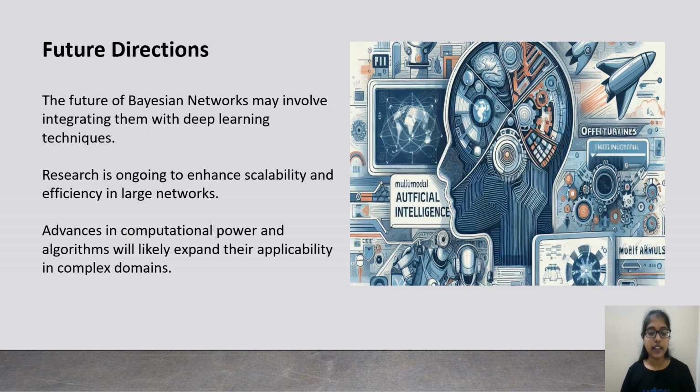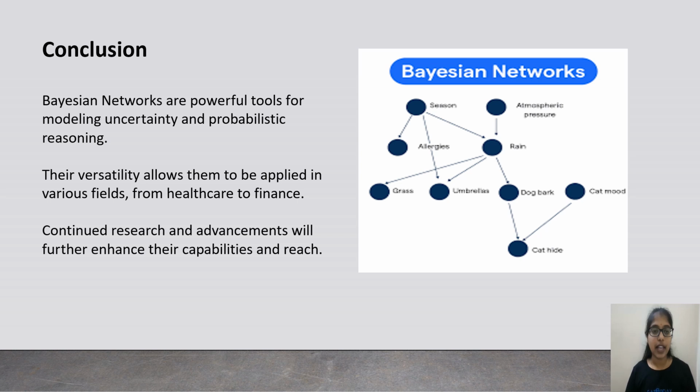Future directions. The future of Bayesian networks may involve integrating them with deep learning techniques. Research is ongoing to enhance the scalability and efficiency of large networks. Advances in computational power and algorithms will likely expand their applicability in complex domains.